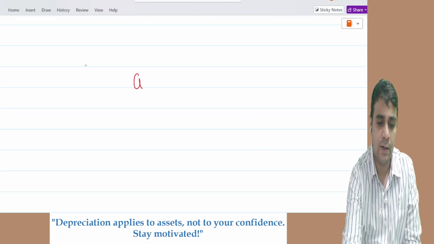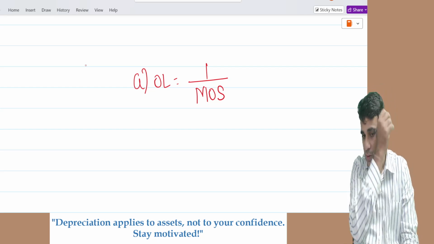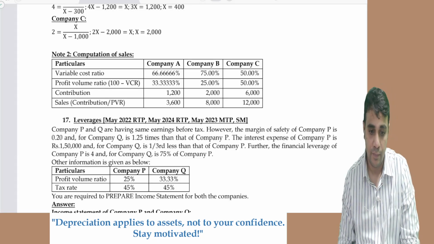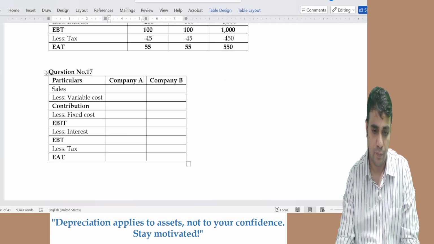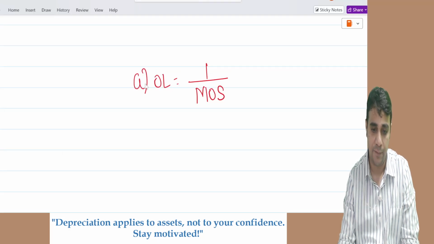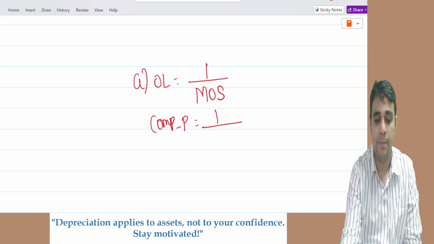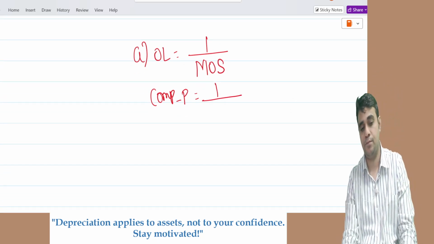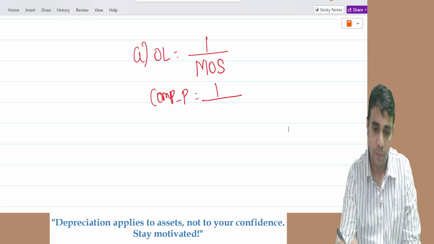Margin of safety, come down below the table. Operating leverage is equal to 1 by margin of safety. The two companies are P and Q. Operating leverage is 1 by margin of safety. Company P: 1 divided by the margin of safety of the first company, 0.2.